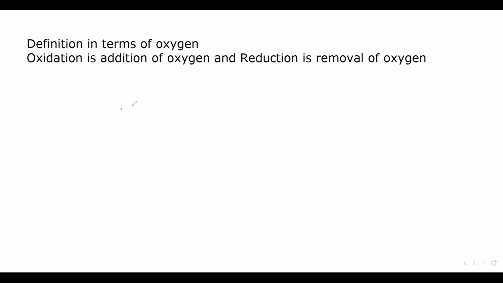So for example, we have copper oxide, and it reacted with carbon monoxide. As a result, the copper oxide turned into copper metal and carbon dioxide is formed. Now we want to check in terms of oxygen, because the second definition is in terms of oxygen. So we want to check which substance is oxidized and which substance is reduced. So for that we have to check the changes here.